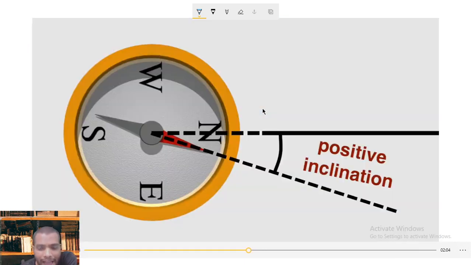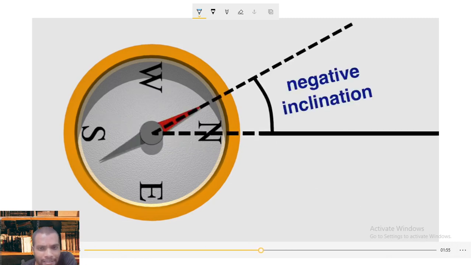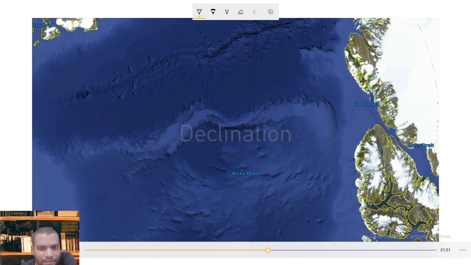If the angle is downward, we say it is positive inclination, or if the angle is upwards above the ground, we take it as negative inclination. That's just convention, there is no big deal. The second thing we need to know about is declination. Declination is an angle between two meridians, that is the magnetic meridian and the geographic meridian.